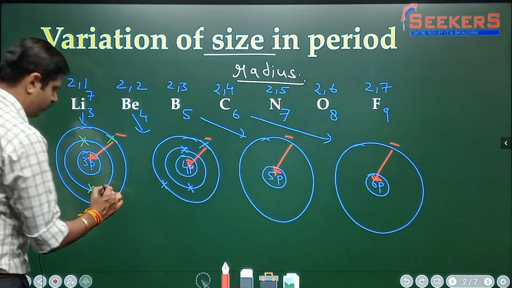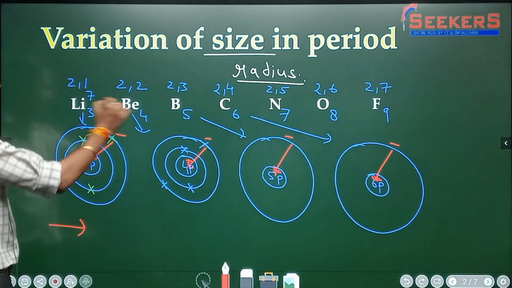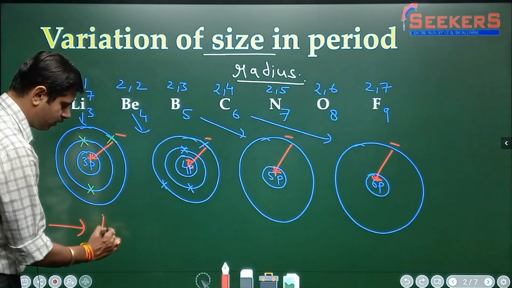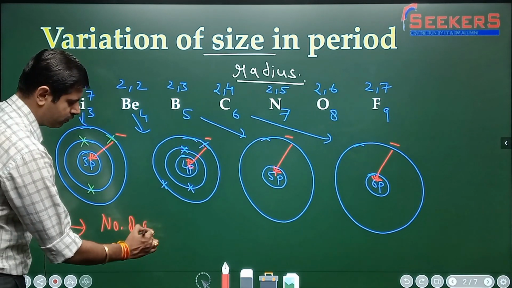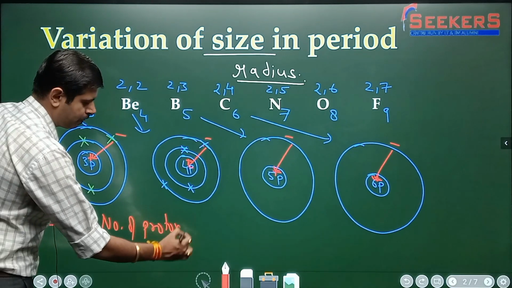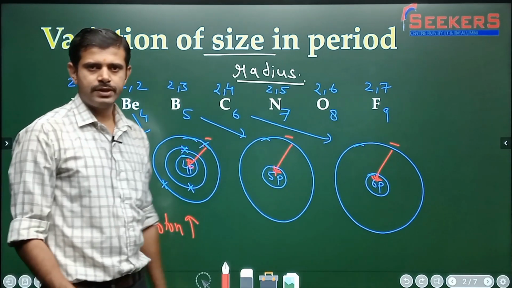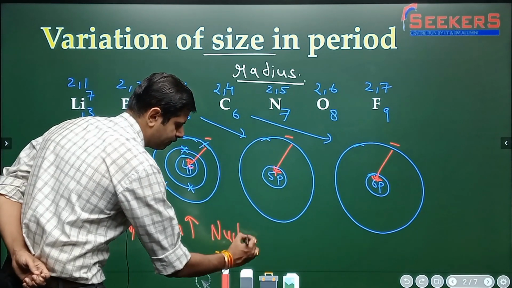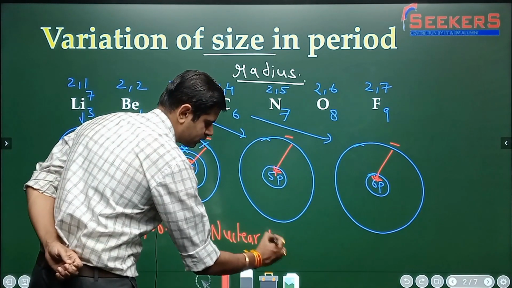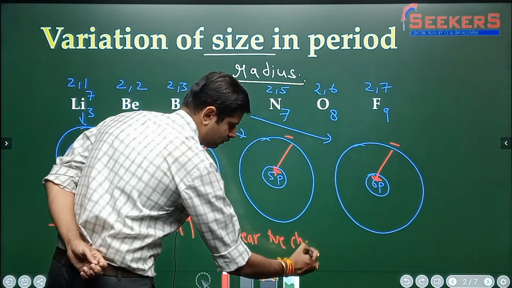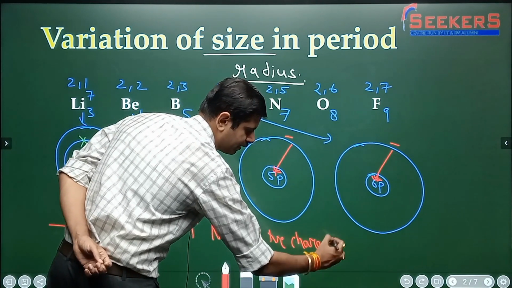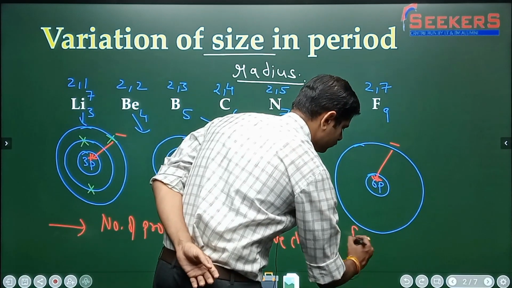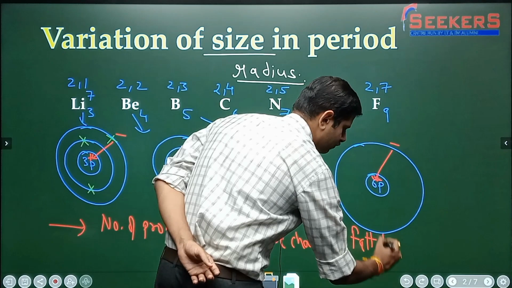See, moving left to right, this arrow means moving left to right, the number of protons increases. What will happen? Here the nuclear charge will increase. The nuclear positive charge will increase, and the force of attraction will increase.